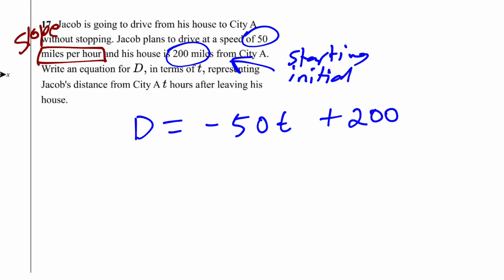Some people wrote that you'll arrive in 4 hours, which is true, but they ask you to write an equation. So this equation will let you know after any number of hours how far away you are from the house. After 0 hours, you're 200 miles away. After 4 hours, you're 0 miles away. You're there.